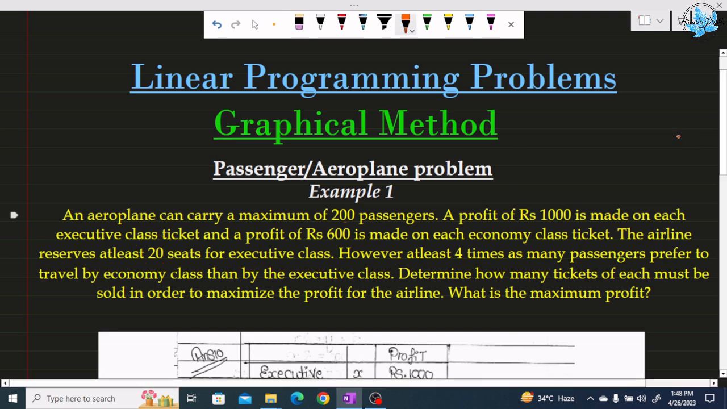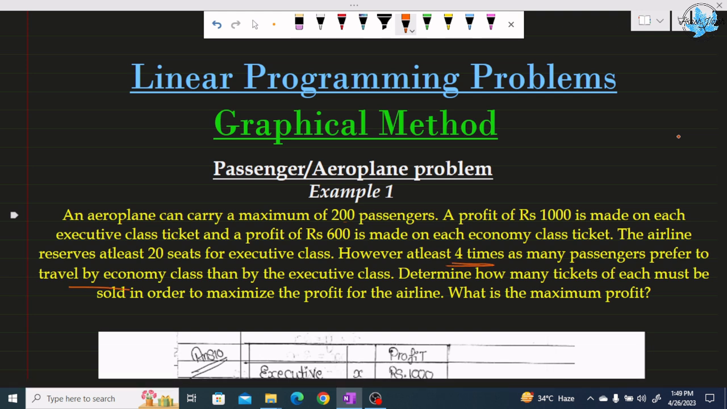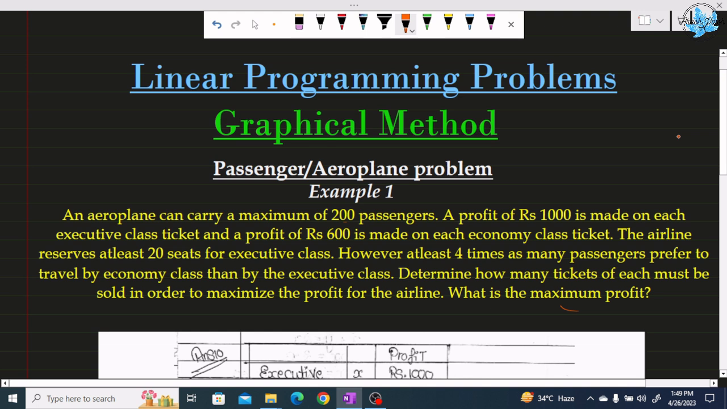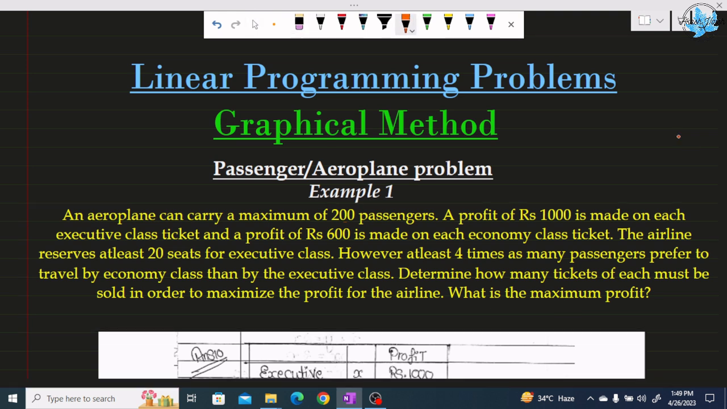The airline reserves 20 seats of the executive class. However, at least 4 times as many passengers prefer to travel by economy class rather than executive class. Now we have to determine how many tickets of each must be sold in order to maximize the profit. Means we have to maximize the profit, on how much of each of the tickets should be sold, and then we have to tell the maximum profit.